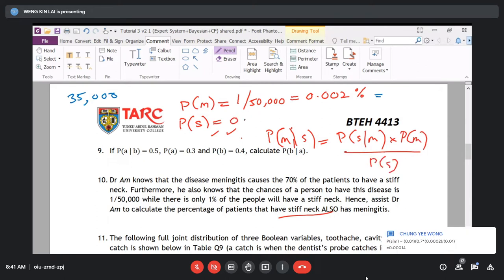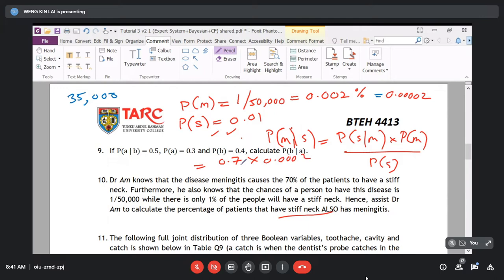This is 0.01%, and this is 0.12345, right? And then the other one is my 70%. So it will be 0.7 multiplied by P of M, which will be 0.0002, divided by 0.01, correct? Okay, right. If you convert to percentage, it should be 1.4, isn't it?